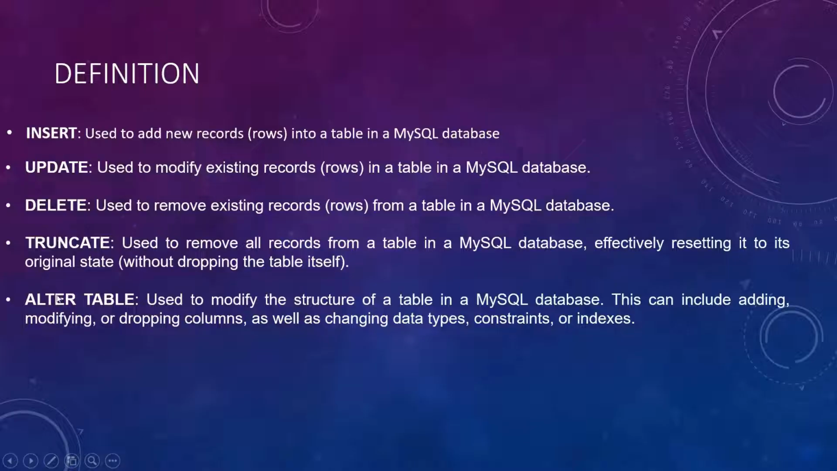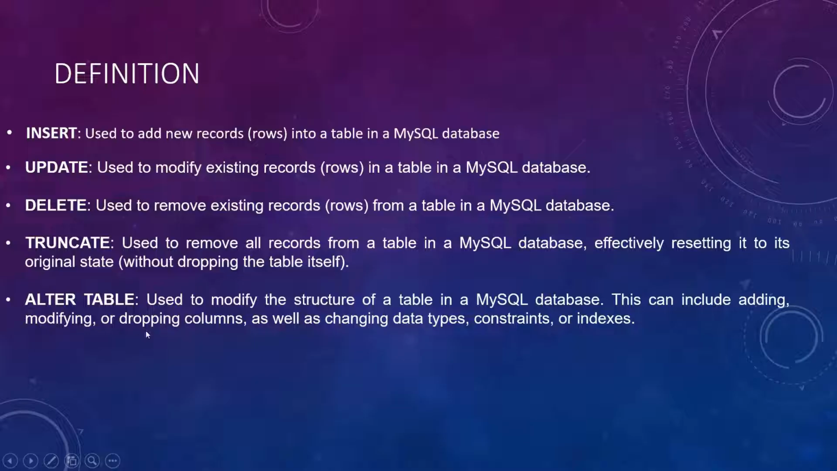So what is alter? We also have the drop command, right? So what is the difference between the drop command and the truncate command? It's a minor difference. If you apply a drop command, it will delete the full table. But if you use the truncate command, it will only delete the content stored in the table, not the columns. You will have the columns, but you will not have any content inside. That's why it is written: effectively resetting it to its original state without dropping the table itself. So your table will be there, but the content will not.